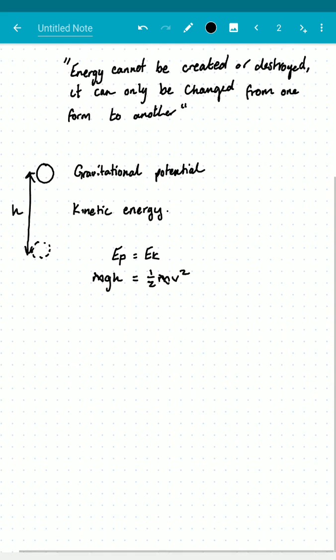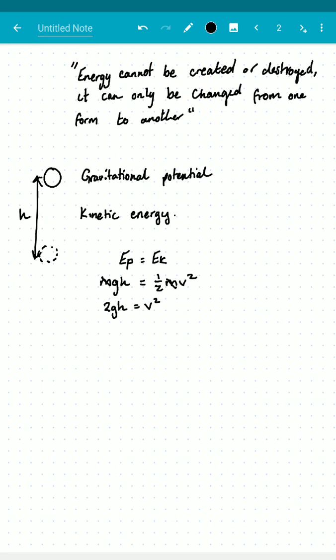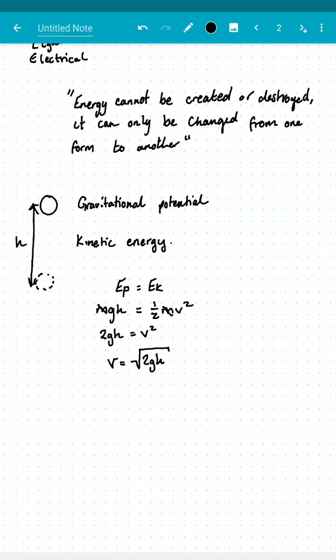Okay, and if something is a half on one side and you bring it over to the other side, it'll become 2. So we will have 2gh is equal to v squared. And then basically, to get rid of the squared, you have to square root the other side. And I'm going to swap them around so that it looks nicer. And we're going to have v is equal to the square root of 2gh. Now this is the same for all objects that fall, and convert all their gravitational potential energy into kinetic energy.